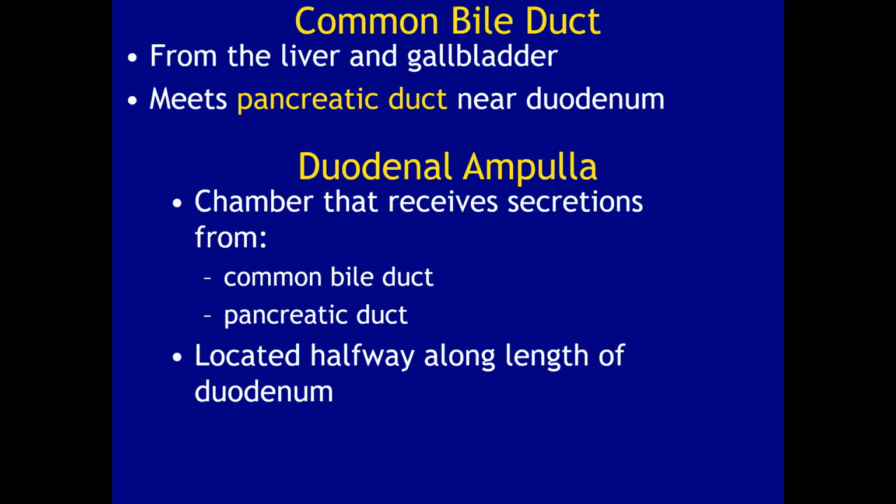The common bile duct goes from the liver and the gallbladder to the duodenum. It meets the pancreatic duct at the duodenal ampulla. This is the chamber that receives the secretions from both the pancreas and the liver. And interestingly, it is about halfway along the length of the duodenum. It's not where it connects to the stomach. It's not where it connects to the jejunum. It's about halfway. This allows for the contents of the stomach to enter the small intestine and to be mixed before it gets to the jejunum.